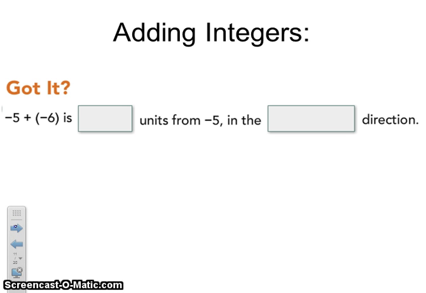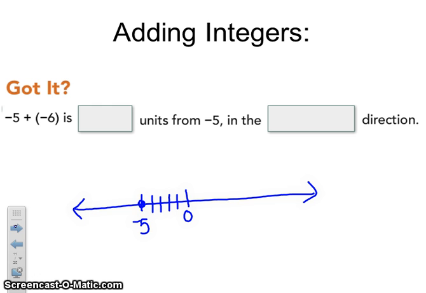Okay, if you want to pause the video now and try this example, I'm going to go over how to figure this out, but try it on your own first, and then play the video, and I'm going to go over it right now. Negative 5 plus negative 6. So, if we have our number line, here's 0. Negative 5 is right here. So this is our starting point.